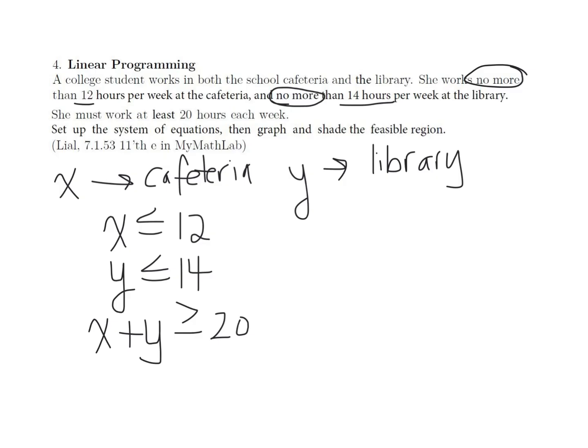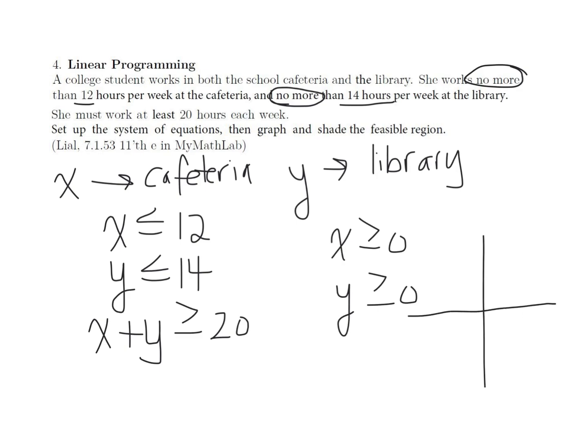So then the next thing we have to consider, and this is something that we might forget, we can't have negative hours, right? So X has to be greater than or equal to 0, and Y has to be greater than or equal to 0. That simply means in the Cartesian plane, we're going to be working in the upper right hand quadrant, the positive values of x and the positive values of y.